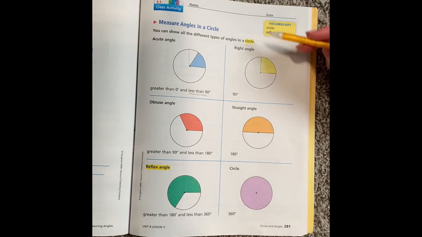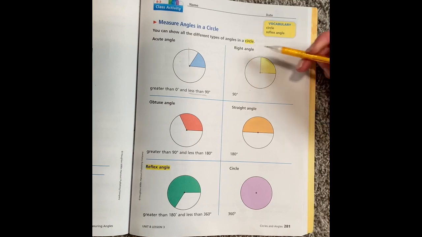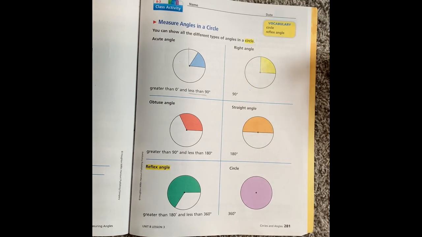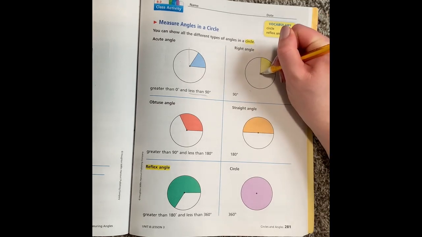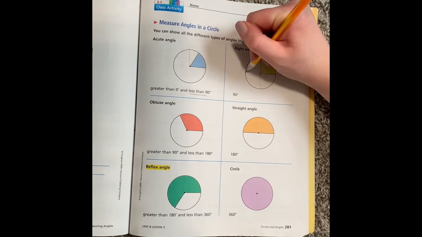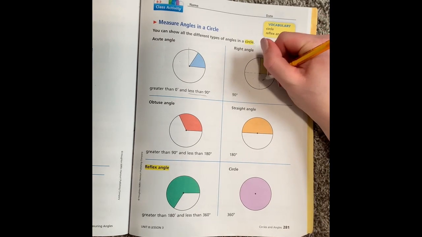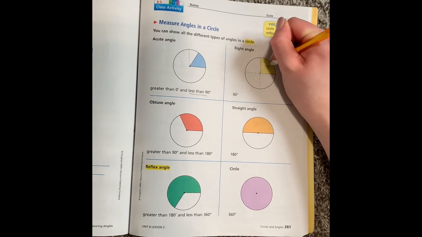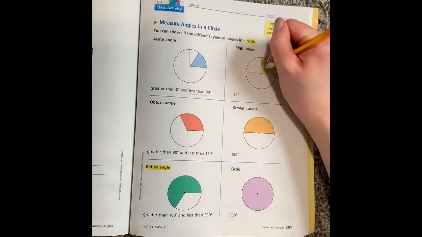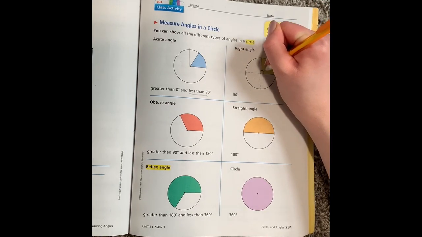For a right angle, we know a right angle has a measure of exactly 90 degrees. And we know that a circle can be divided into 4 right angles. So we could really divide this into fourths, and each of these would be 90 degrees. We also represent a right angle with this little square right here.